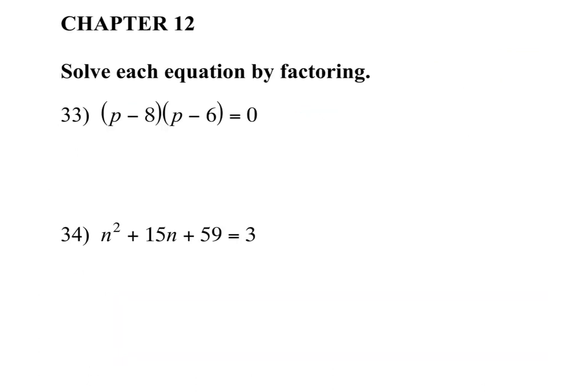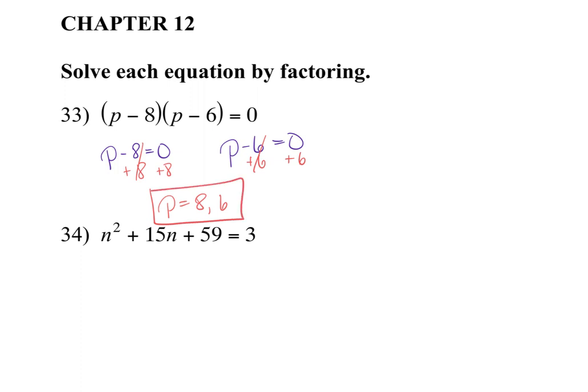The last chapter that we covered dealt with solving equations. The first way that we solved was by factoring. So if it's already factored for you, you're just going to set each of those groups equal to 0 and solve. So you may need to add or subtract, multiply or divide to get your answers. But once you have the variable by itself, those will be your answers.